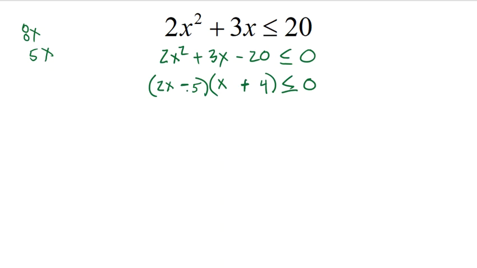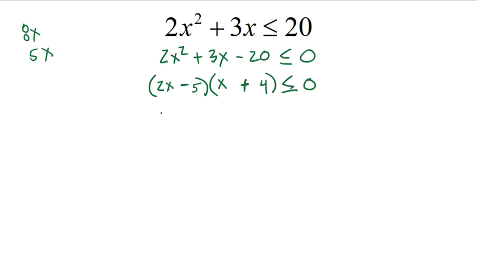So I literally didn't mean for that to happen. I got it on the first try. So that's the luck of it, right? Sometimes you get it on the first try, other times it takes a little bit of time. But here we go. 2x times x is the 2x squared. Outside is -5 times 4, that makes the -20. And then outside's an 8x, inside's a -5x, that generates the positive 3x in the middle.